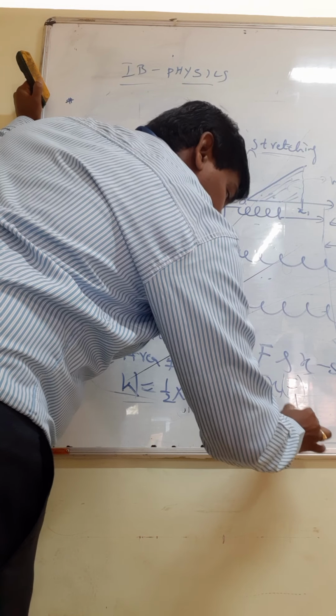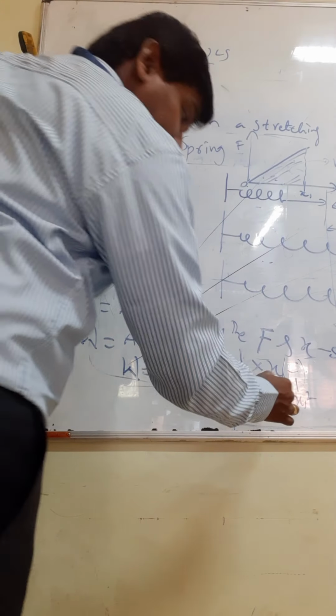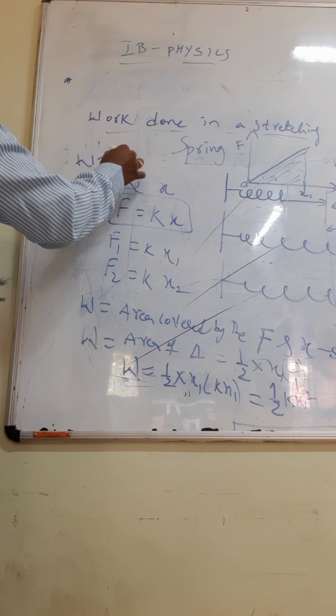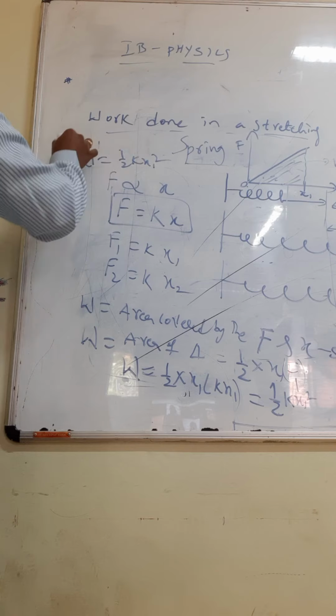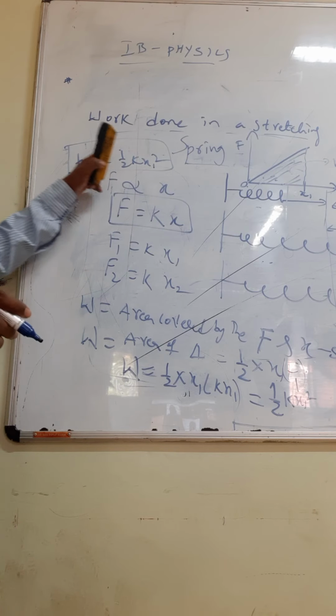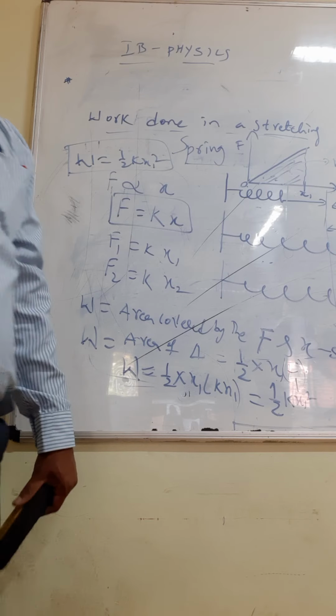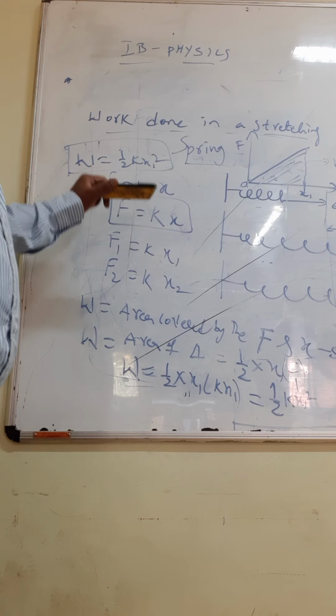Therefore, this expression I can write further as half k x1 square. I am writing here work done equal to half k x1 square, for the application of the force F1. This is the work done by stretching a spring.